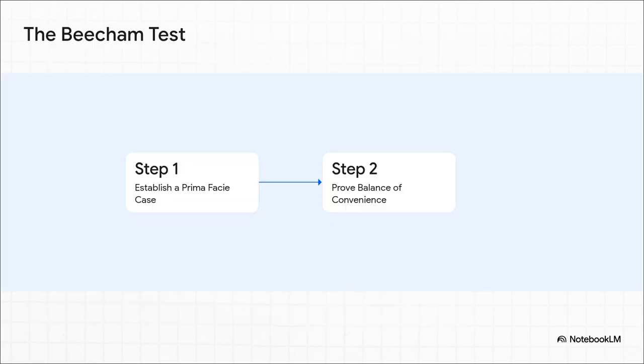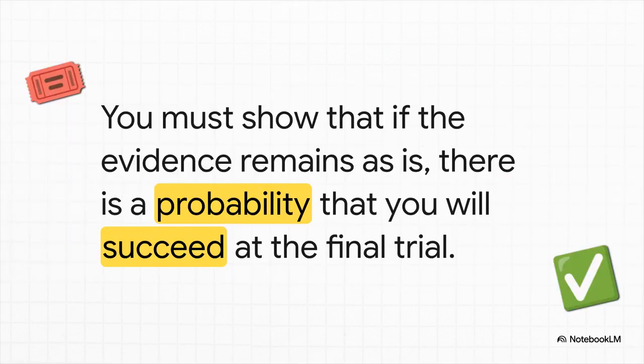Well, it all comes down to the definitive two-limb test from the High Court's decision in Beecham Group, and you'll find this in Section 14-160. You should basically get this next part tattooed on your brain for the exams. First, you establish a prima facie case, and second, you prove the balance of convenience. Limb 1, the prima facie case. That's your ticket in the door.